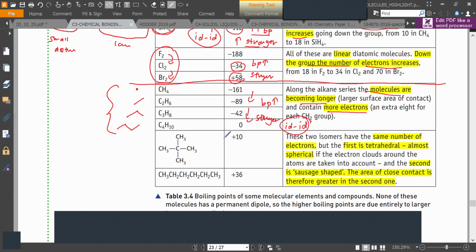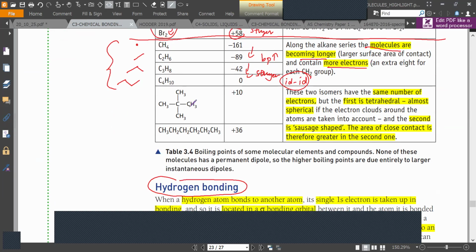And then the final comparison. We have this one, and they have the same number of electrons: C5H12, and this one is also C5H12. They have the same number of electrons.